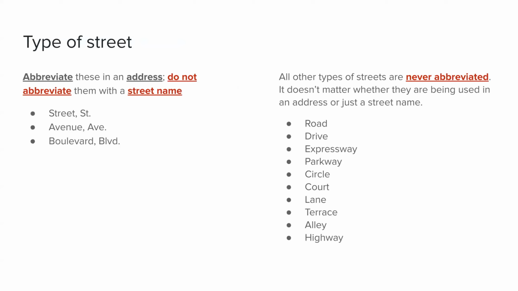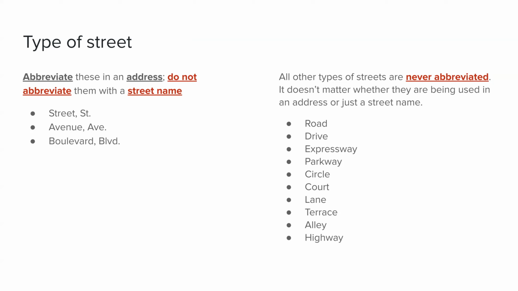Okay, so type of street. This one's a little bit tricky, so you've got to pay attention. In the column on the left, there are 3 specific types of streets: avenue, street, boulevard. Street, avenue, boulevard. That's the way I remember them. I don't know why. Those 3 in an address get abbreviated. If they're not in an address, if they're just part of a street name, they are spelled out. Okay, does that make sense? Building number, abbreviate street, abbreviate avenue, abbreviate boulevard. No building number, spell them out. Okay, take a look at that right column.